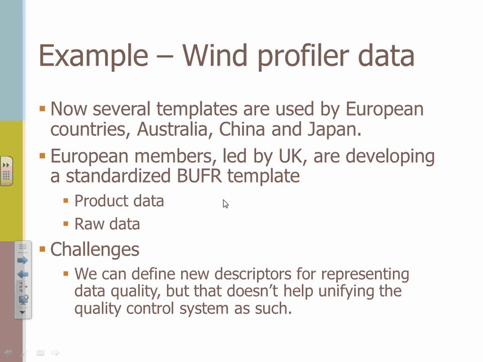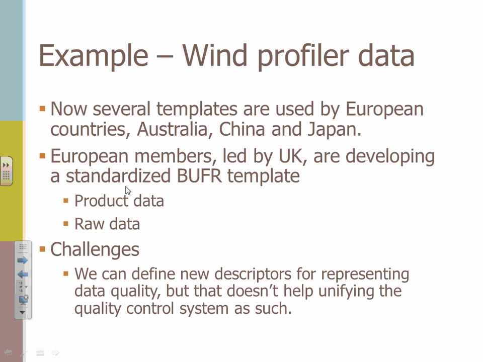In this case, they are trying two types of BUFR templates for product data. This only includes the very basic data, and all the quality control information is reported separately in raw data. That's what they call it.